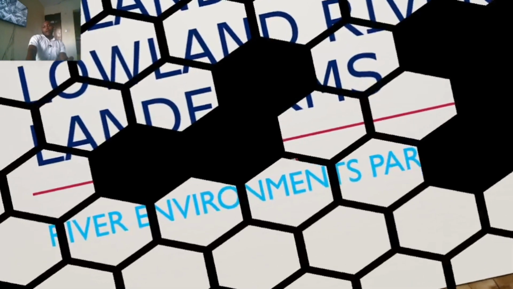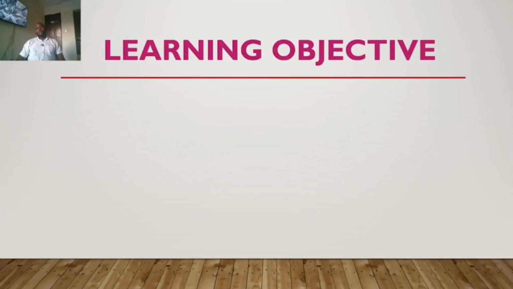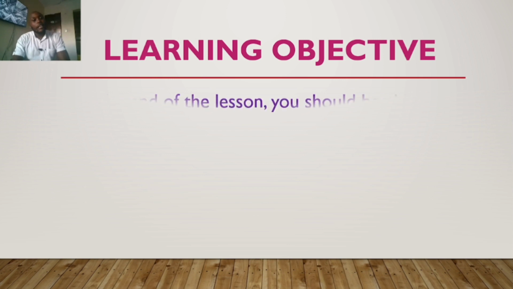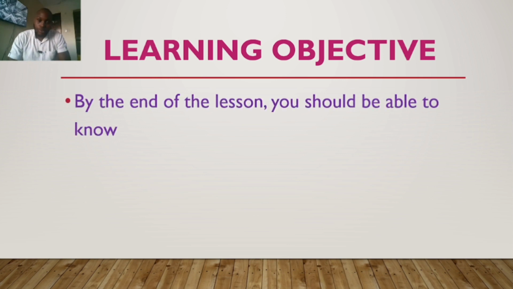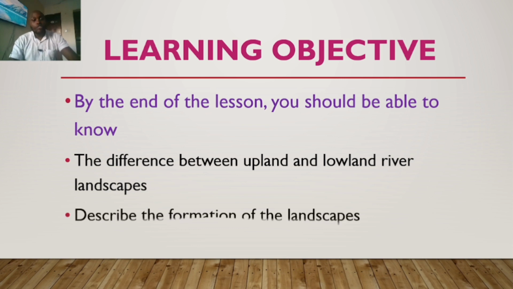All right. So I must start with the learning objective because that's the first thing to do. By the end of the lesson, what should we be able to know or even to understand? By the end of the lesson, you should be able to know the difference between upland and lowland river landscapes. And also, you should describe the formation of those landscapes that we'll be talking about. All right. So that is it.